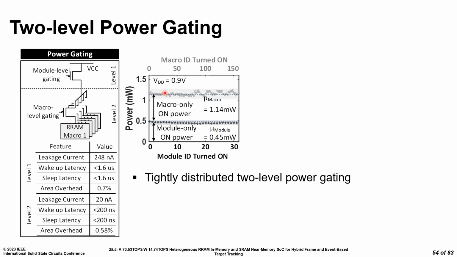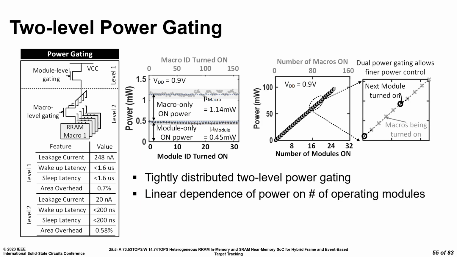The passive power consumed by the macro and module show a tight distribution. Now if we turn on multiple macros sequentially, this is how the power varies. So basically we turn on a module and turn on all the 5 macros within it sequentially. As more and more macros start operating, the power increases linearly. What this means is if we have a layer of CNN mapped only on 5 macros, then instead of burning 100 milliwatts corresponding to operating all 120 macros simultaneously, we can just switch them off and use the 5 macros to save power.